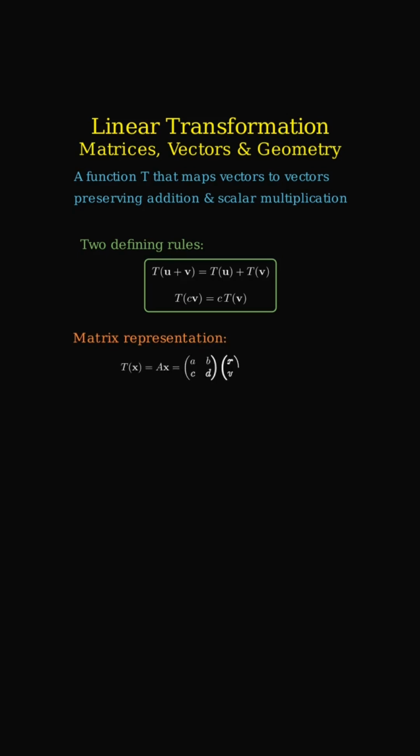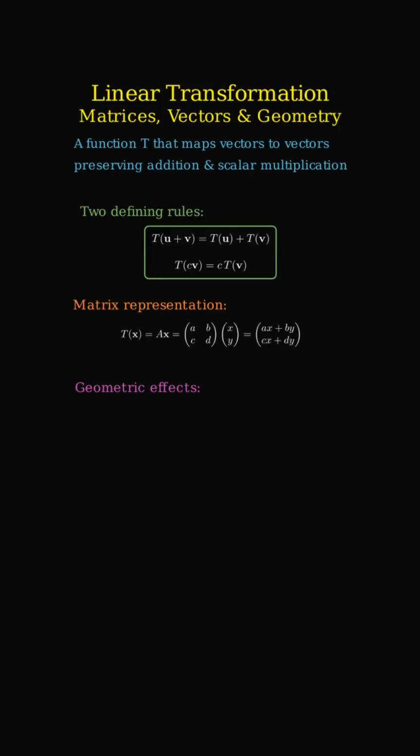Now let us see how matrices are connected. Every linear transformation in two dimensions can be represented using a matrix. If A is a 2 by 2 matrix and X is a vector, then applying the transformation is the same as multiplying the matrix by the vector. So matrix multiplication is just a machine that performs a linear transformation.